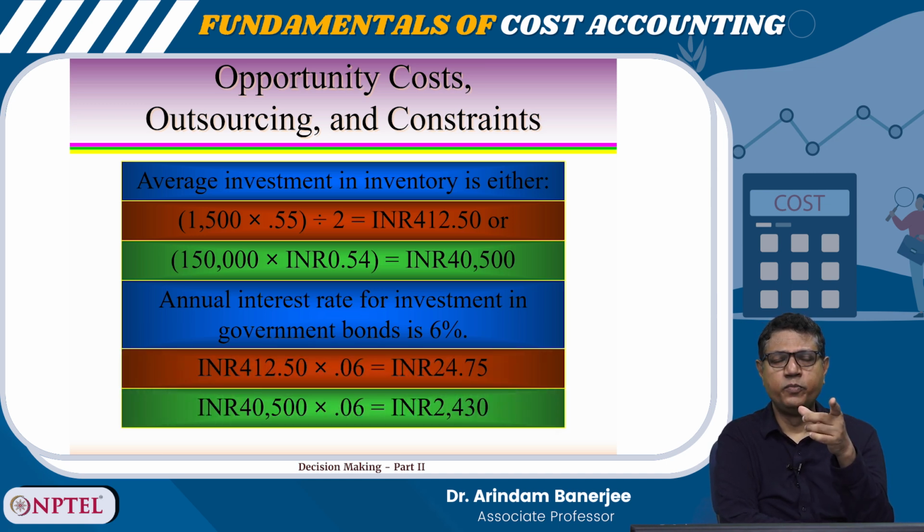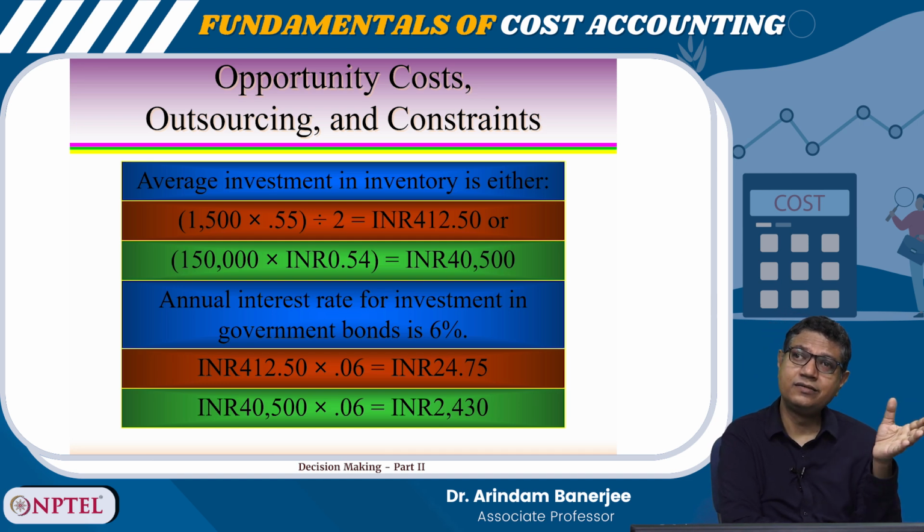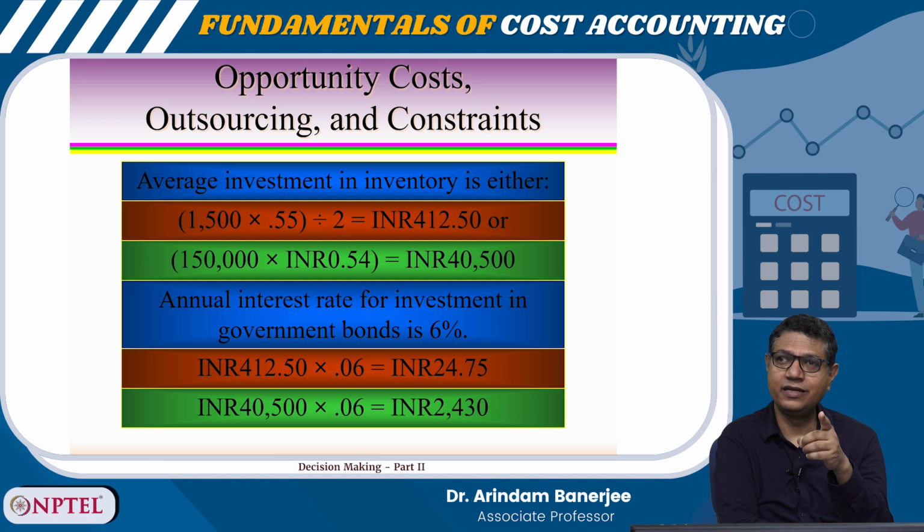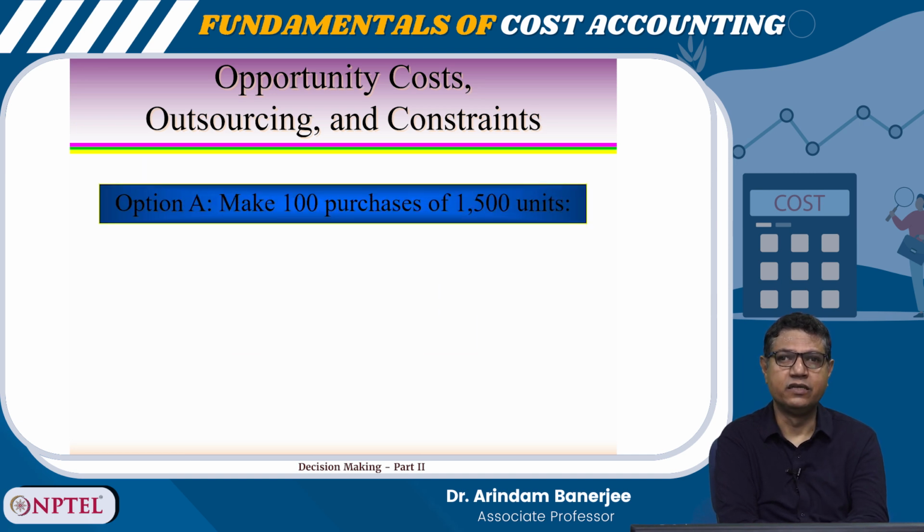So, rupees 412.50 into 0.06 is rupees 24.75 and rupees 40,500 into 0.06 is rupees 2430. So, this is the income. If he doesn't invest in inventory, he can keep this money in government bonds, so he can earn this money. So, this is an income which he will lose if he invests in inventory. So, that we need to consider.